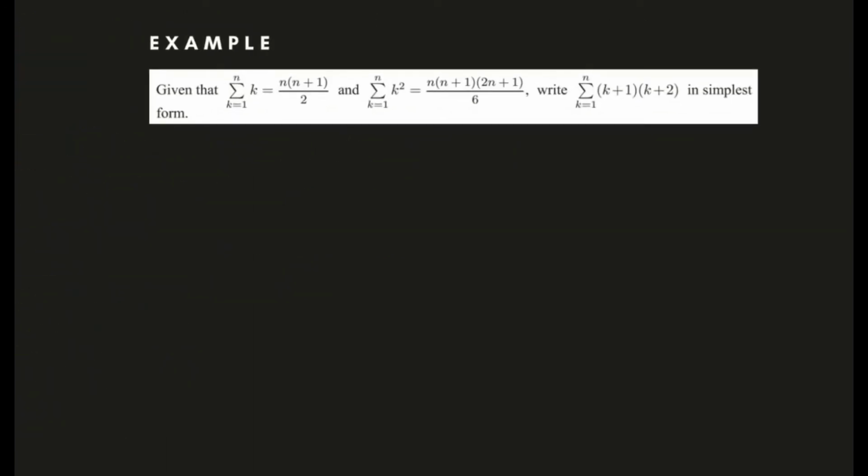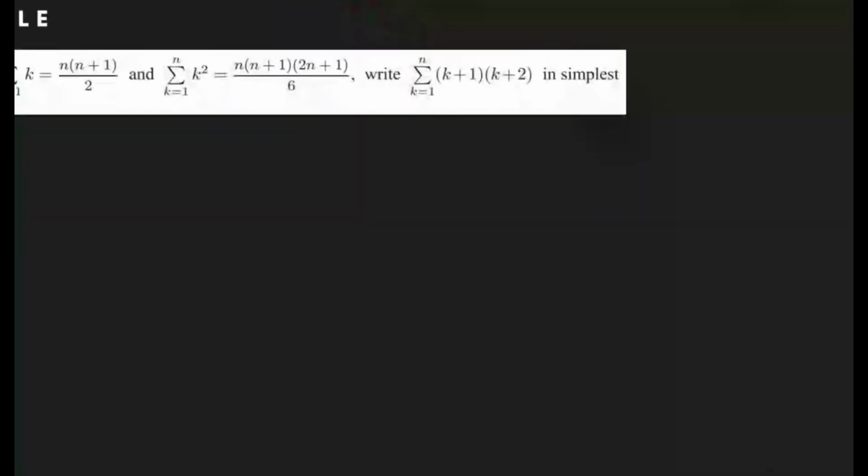Now, final example. Let's do something really tricky. I think this is as hard a question as we can be hoped to ask on something like this. So we've been given some information to start with. You can see it there. The sum of k between 1 and n is n plus 1 over 2. And then for that same sum of k squared, you've got a formula given. So the job is to write the sum of k between 1 and n of k plus 1, k plus 2 in its simplest form.